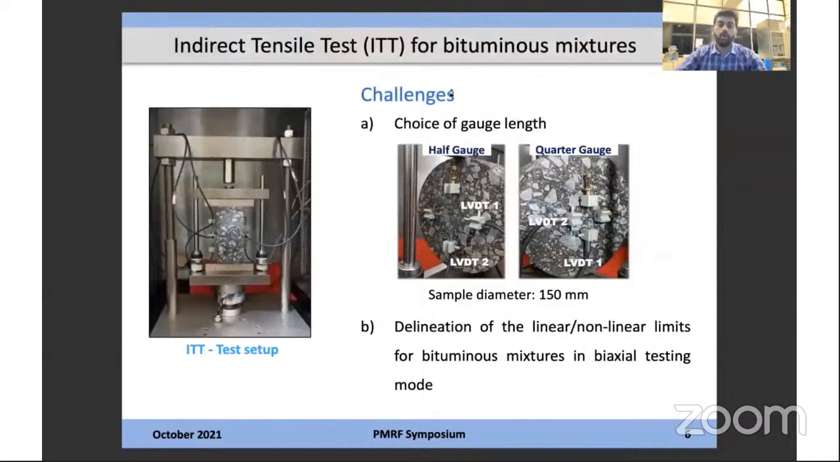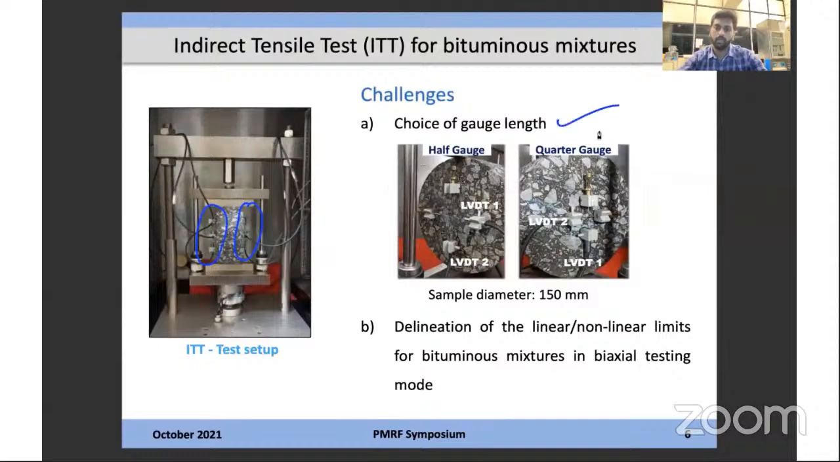So to address all these issues, we are planning to choose the indirect tensile test in this research. Why the indirect tensile test? In the indirect tensile test, the deformation or the material response can be captured in different directions and different orientations. However, there are a few challenges in this test method.